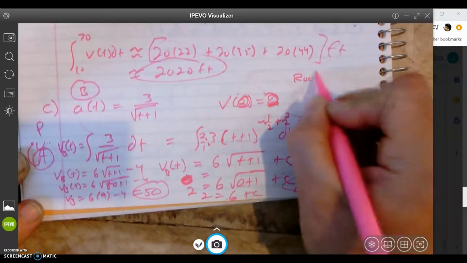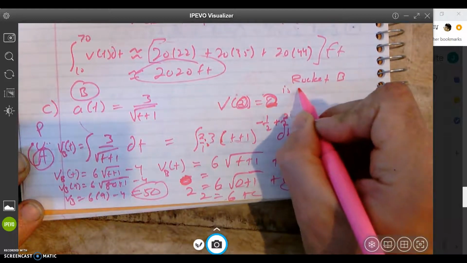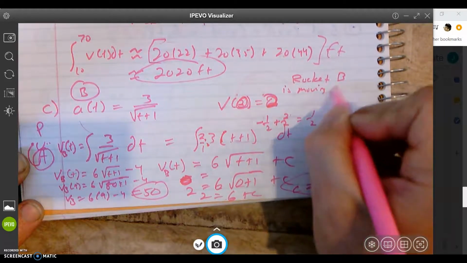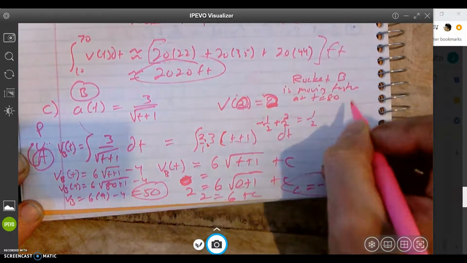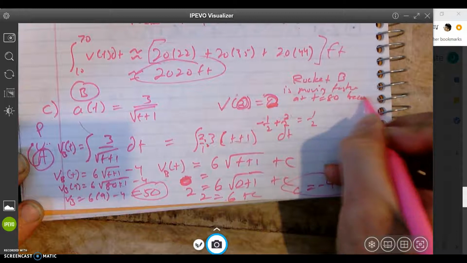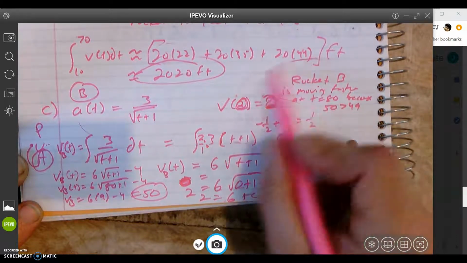So rocket B is moving faster at t equals 80 because 50 is greater than 49. We all know that. Thank you very much.